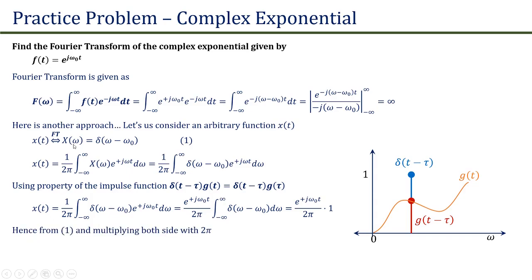Hence, by multiplying the equation 1 by 2 pi on both the sides, we will get the Fourier transform of e raised to power j omega naught t is equal to 2 pi delta function of omega minus omega naught.